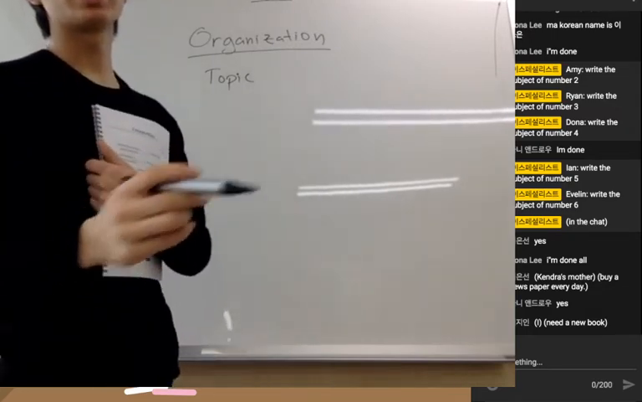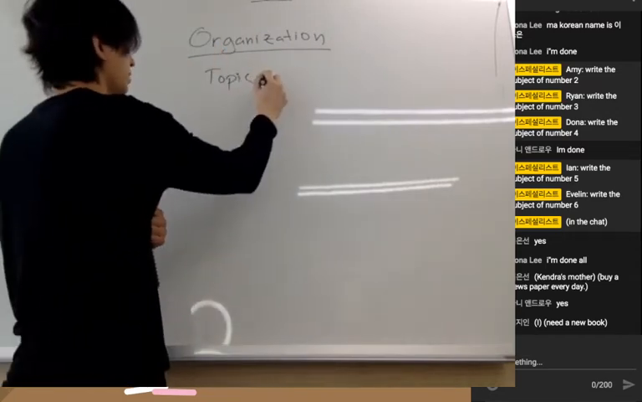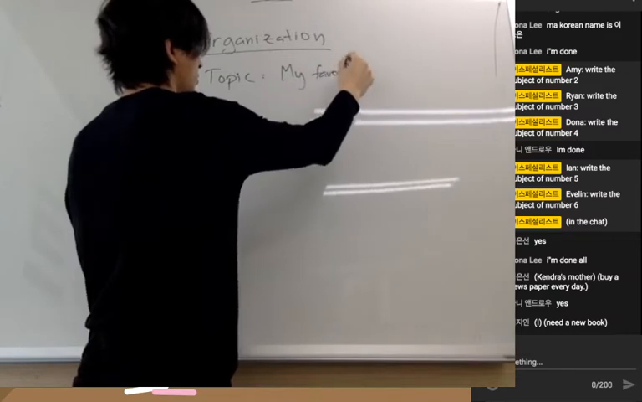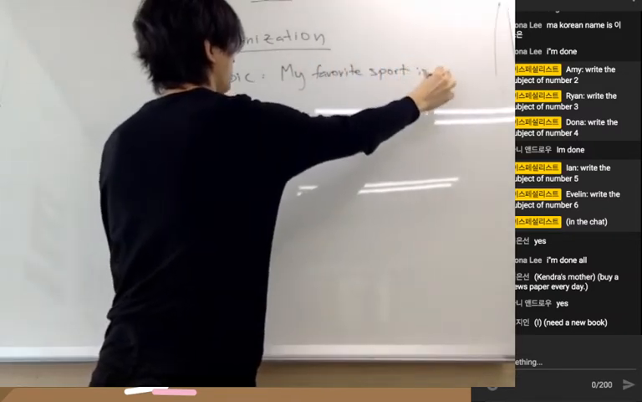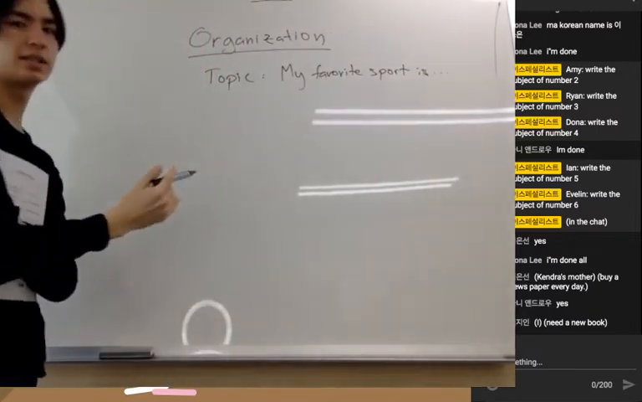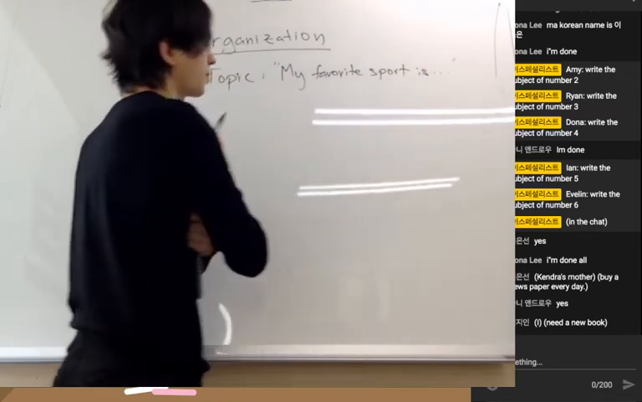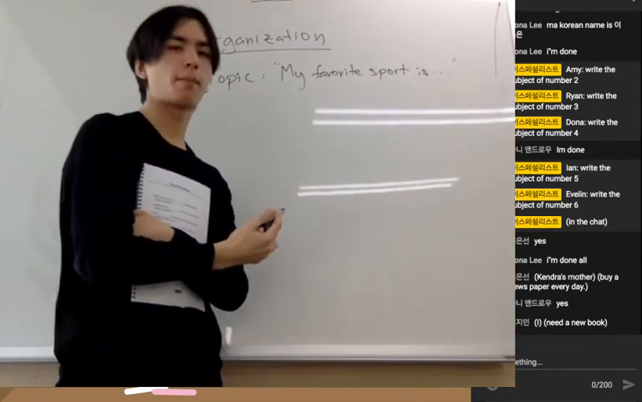If we want to answer the question, our favorite game or sport, we should start by introducing the topic. Okay, we say my favorite sport. My favorite sport is one. It could look something like this, a very simple example. But we always want to start so that we know what we're talking about.